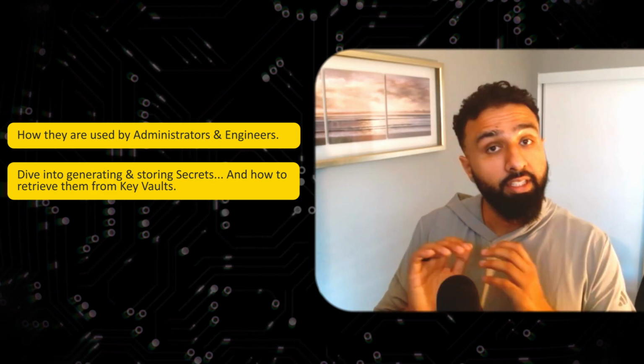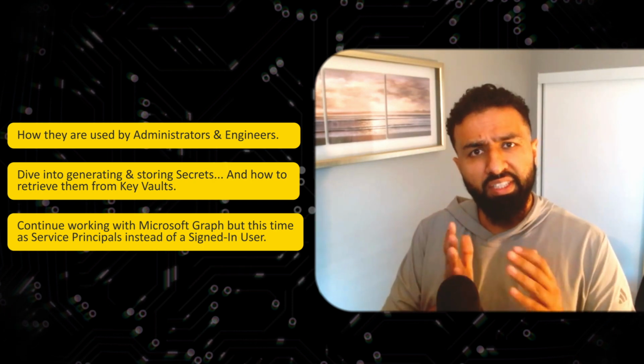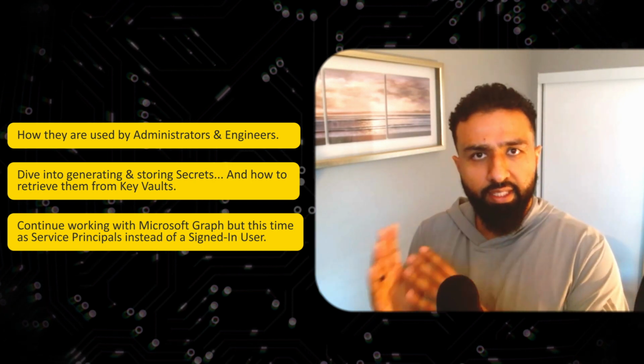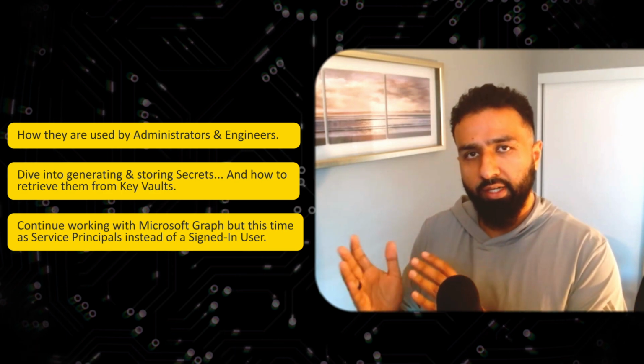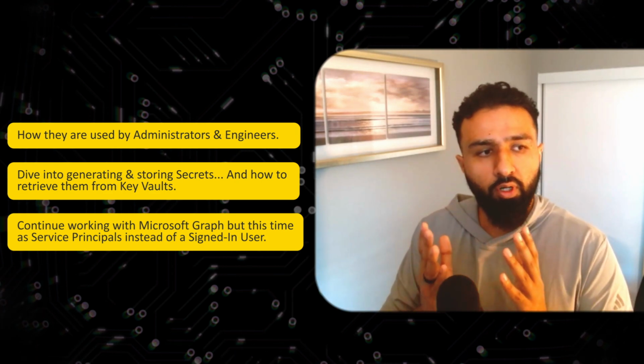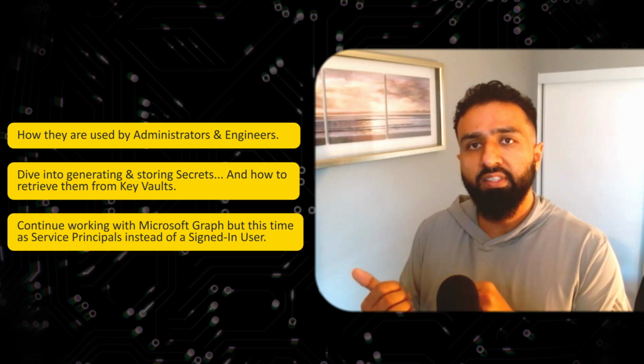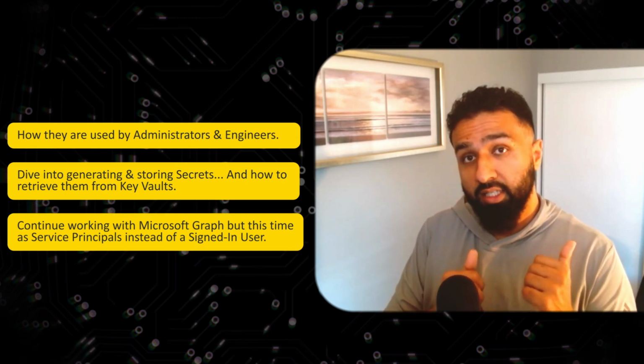We will also continue where we left off with Graph and use these as our identities. For authentication, we'll explore both the Graph module route as well as the token API route. For authorization, we'll explore app permissions this time, instead of the delegated permissions like we did in the last episode.